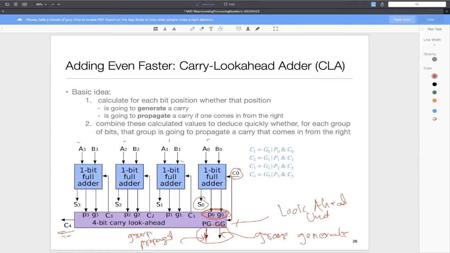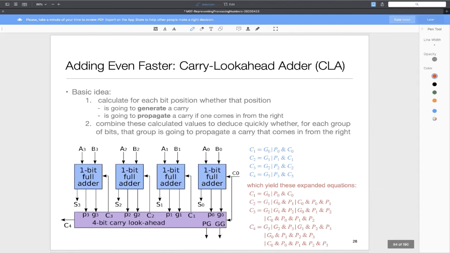And then you can write down the equations for this, right? On the previous slide, we had seen what the equations for carry look like, C1, C2, C3, C4, which were in terms of G, P, and C. But I'm going to flatten them out. I'm going to do a two-level implementation, sum of products, for example. And that's what you see out here.